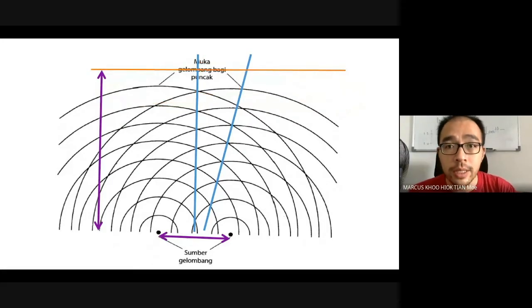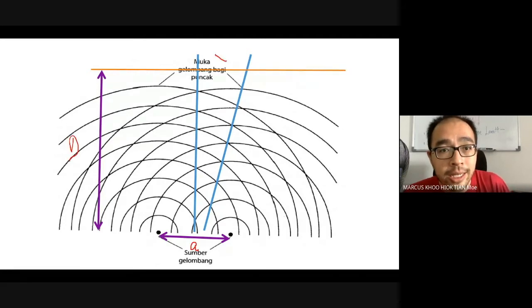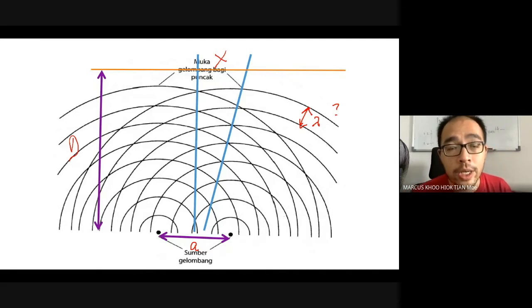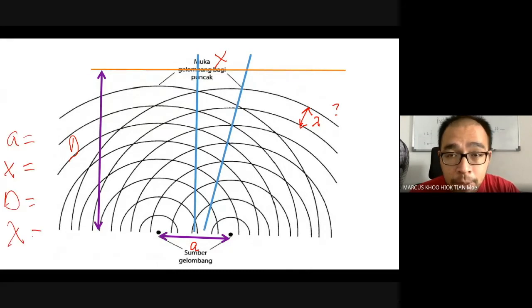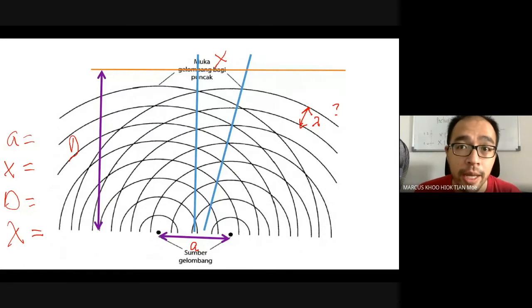So this is what I want you to do. Use a ruler, measure the A, measure the D, and measure this X. But you have to mark this line first in order to measure the X. Then measure this wavelength. How much is this wavelength? Let's see whether we get the same answer or not. Everyone measure and write down at the side how much is your A, your X, your D, and your lambda. Then I'm going to call 4 people to give me their answer.